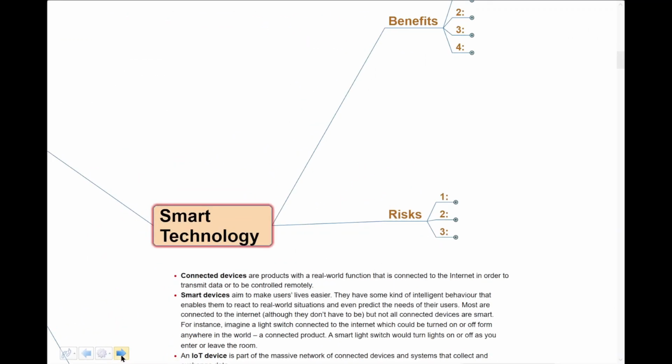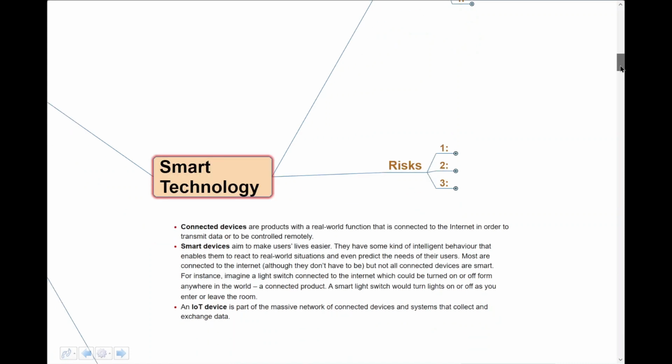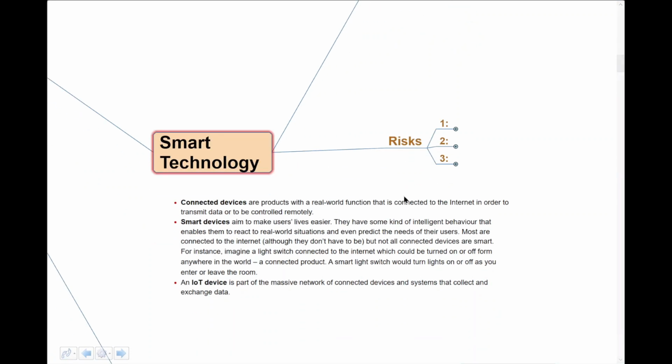When we think about smart technology, let's just take a look at what we mean in terms of examples. As we said up top, mobile technology creates many advantages, and indeed some disadvantages. When we think of connected devices, these are products with a real-world function that are connected to the internet, transmit data, and can be controlled remotely. That could be as simple as your mobile phone and your home heating system.